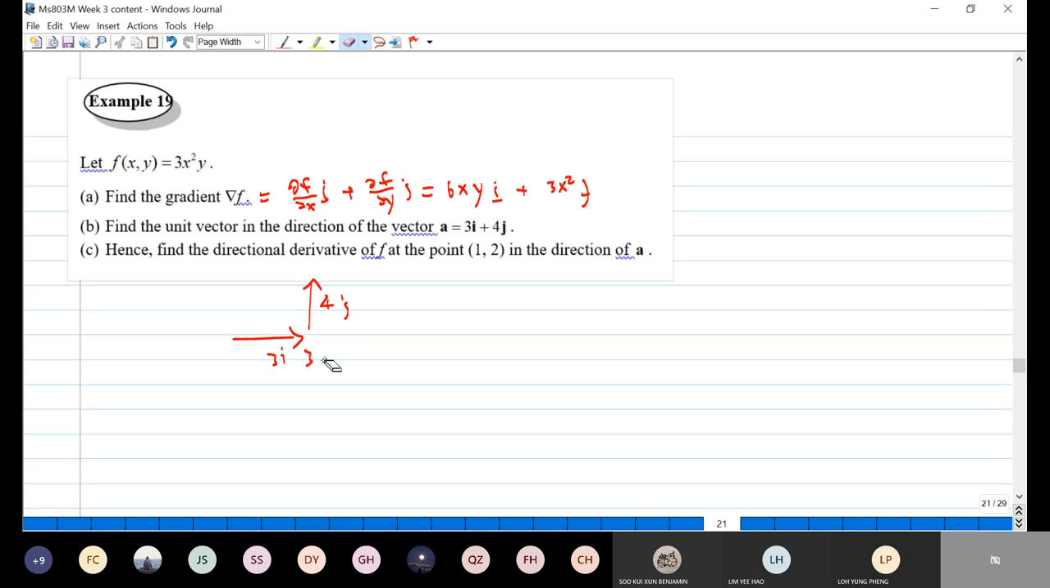So this is vector A, 3i plus 4j. So the unit vector of A, you should put your cap there, is actually A over the length of A. This is how we get a unit vector. So this is 3i plus 4j over the length of 3i plus 4j.